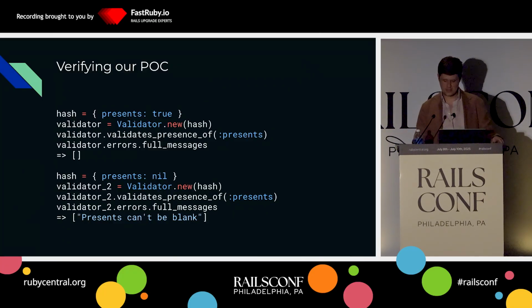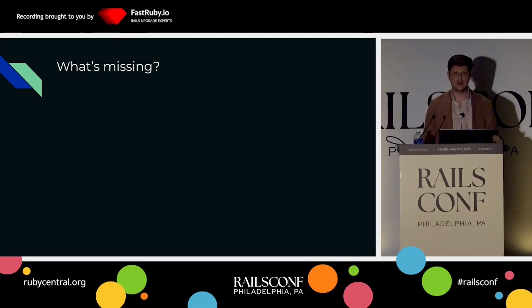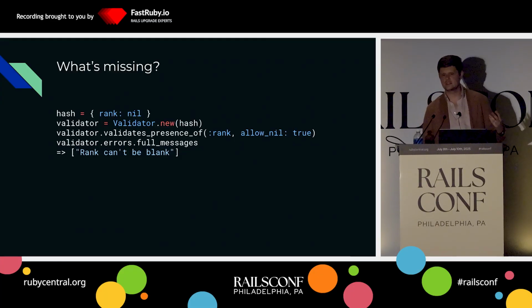Honestly, this didn't take as long as I expected it to, but I'm not going to call our proof of concept done quite yet. And that's because we're not supporting all of the options that we would normally have access to in our presence validation. So first off, if we look at allow nil, this holds true for allow blank, but I don't really know why you would ever use allow blank on a presence validator. We can check to see if rank is nil, and we're saying we're going to allow a nil rank. We still get the error, rank can't be blank. And so this means that something is going wrong. Something about allow nil isn't being taken into account.